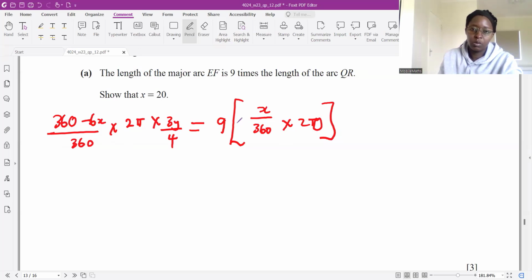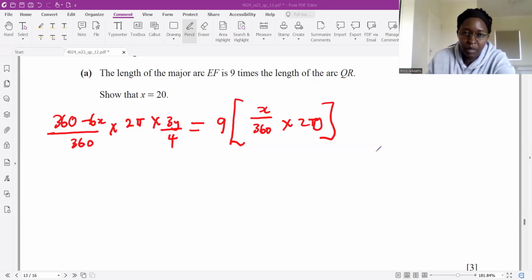9 into 360. I think 9 can go into 360 there. And all the sides by 2 pi. To find out, our pi's here are going to cancel each other. These pi's are going to cancel each other. Then we also have a y, it's going to cancel out. The 360s, we multiply both sides, they cancel each other.